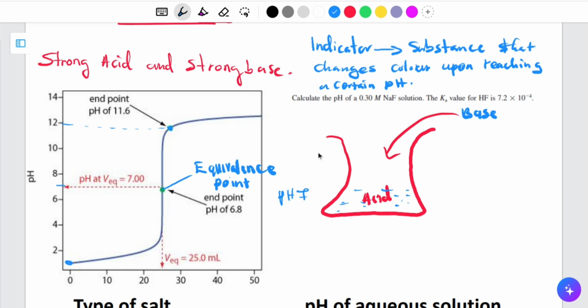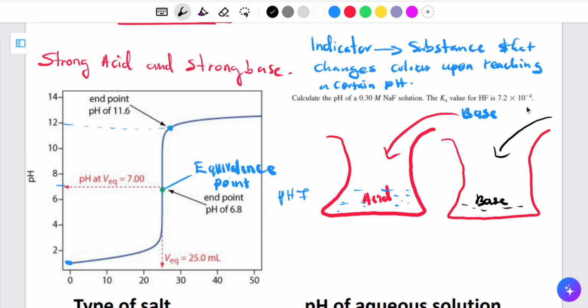Now, we also have another situation with the conical flask. In this situation, you are going to have a base inside the conical flask. So let's say we have a base inside the conical flask and then we are adding an acid. How is the graph going to look? The graph is just going to be the same but opposite. As we can see, this is how the graph looks where we have an acid inside the conical flask and then we are adding a base.